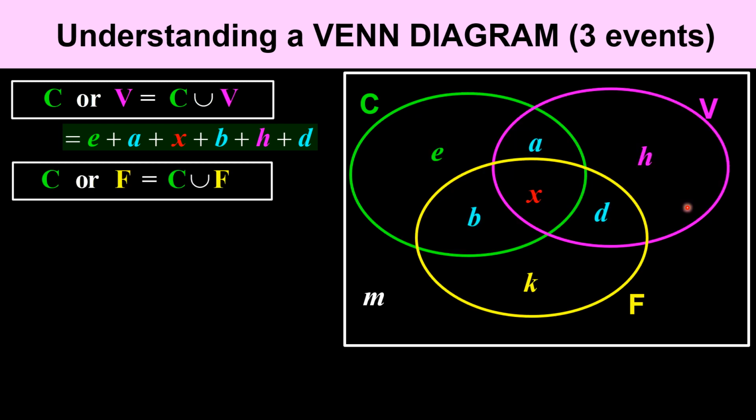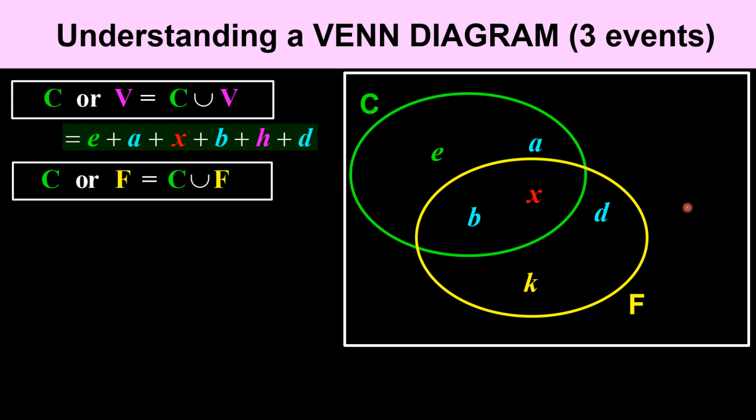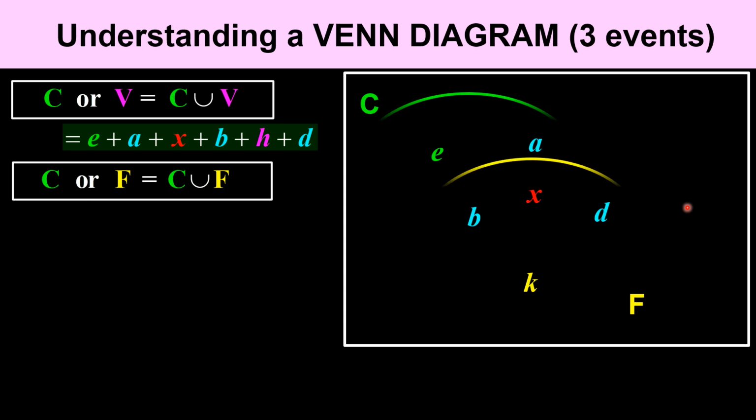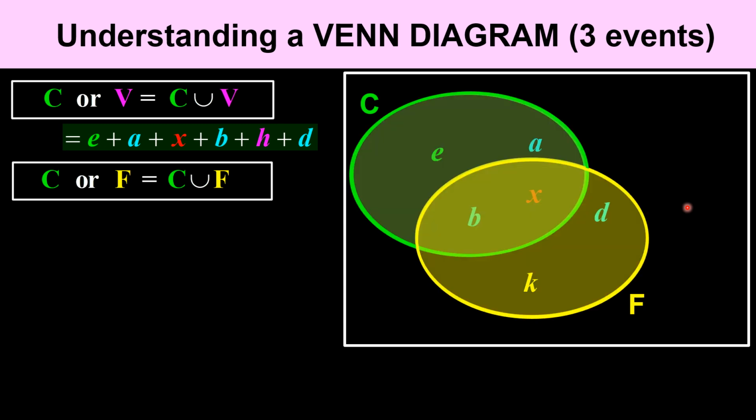Okay, let's bring everything back again. C or F, you try this now. Can you see that? That's correct. That's the C or the F, right? And that there would be those 6 parts. And that will be E plus A plus X plus B plus K plus D.